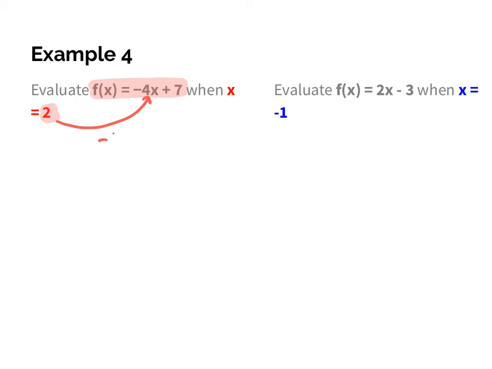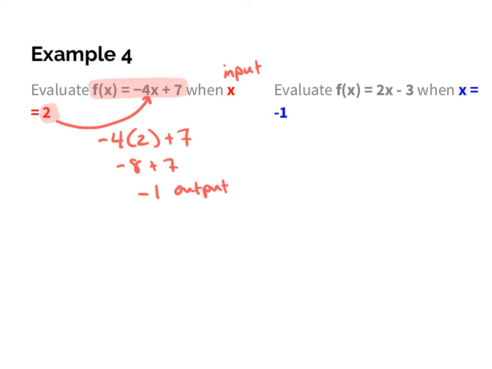So plugging this in, I get negative 4 times 2 plus 7. And all I have to do is simplify that. Negative 4 times 2 is negative 8, plus 7. That would give me negative 1. Okay, so think of this right here as my input, and negative 1 now is my output.